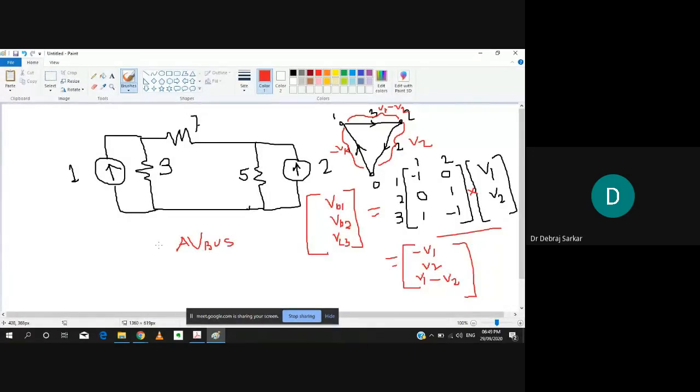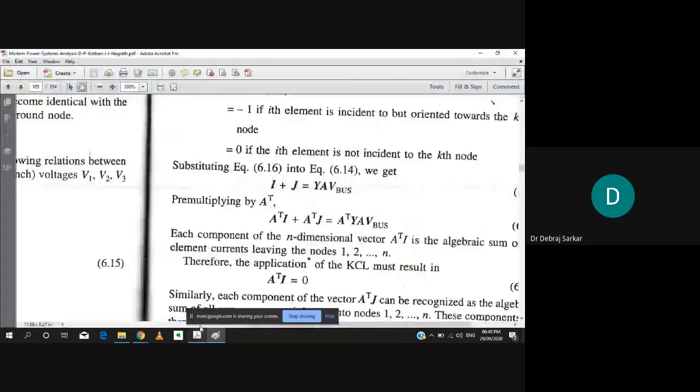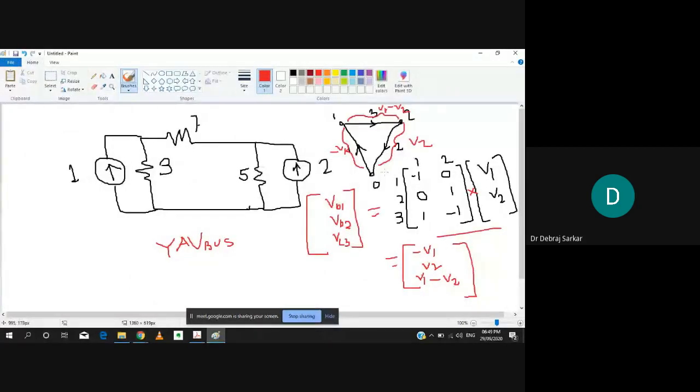This we have done. If we multiply with Y, then we should get I plus J. Now, what is Y? Y is the matrix formed by the elements. It's called the primitive matrix. How do you form the Y matrix? By the way, for our benefit, we are taking these 3, 7, and 5 as mhos, as admittances. So it will be easier for us to work.